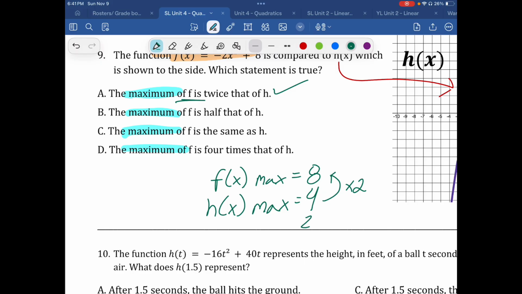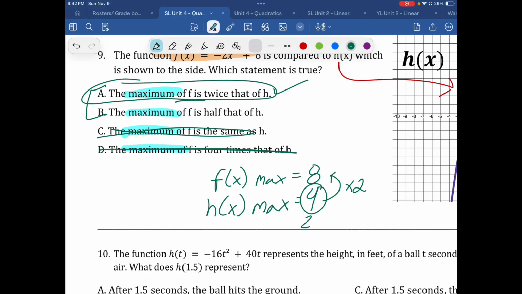It says the maximum of f is the same. Well, they're not the same. And the maximum of f is 4 times that of h. It's not 4 times. We know it's by a factor of 2. So we narrowed it down to 2 answers. It says the maximum of f is twice that of h. Well, if I take my h function, which was 4, and multiply it by 2, I get f. So A would be our answer.